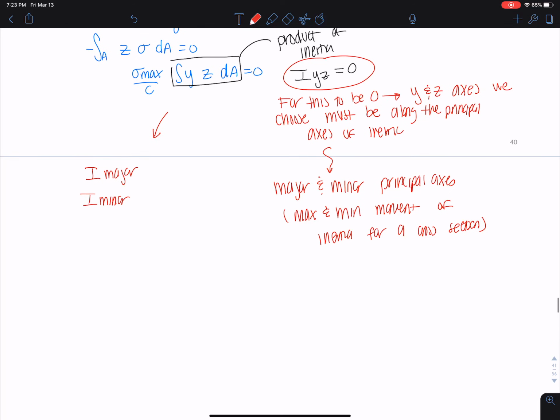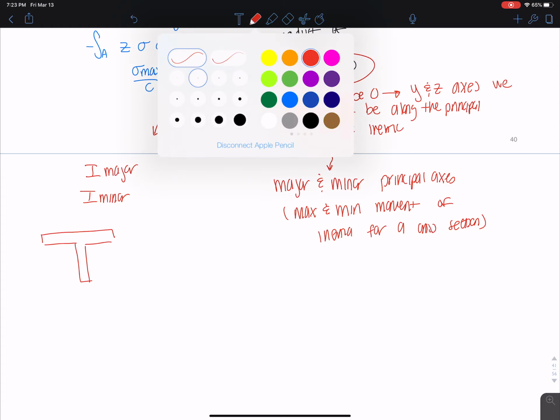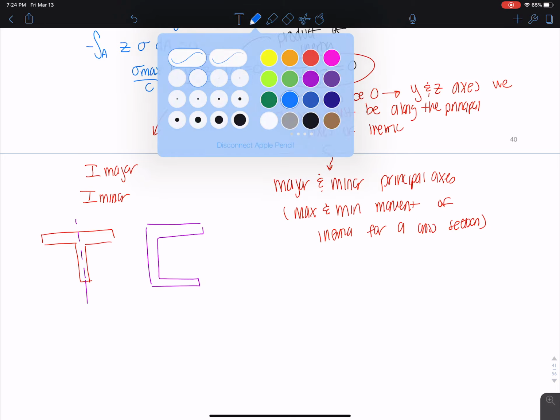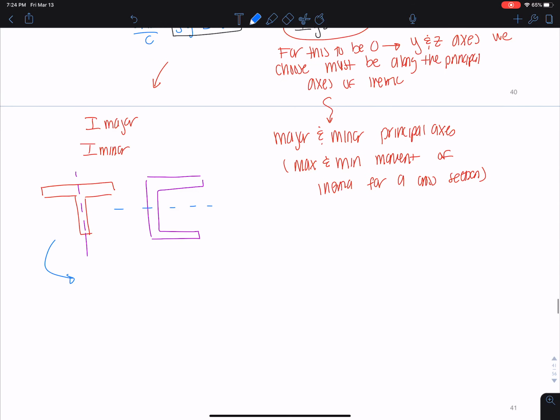And here, we're going to stick to problems that at least have one axis of symmetry. So for example, a T-section has at least this one axis of symmetry, okay? Or a channel section has at least this one axis of symmetry, okay? So here, this is a rule, so for us, the principal axes are always parallel.